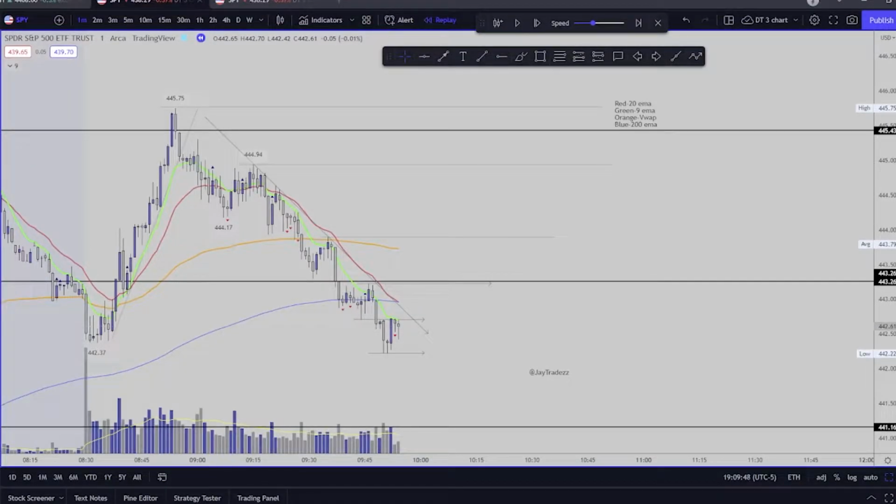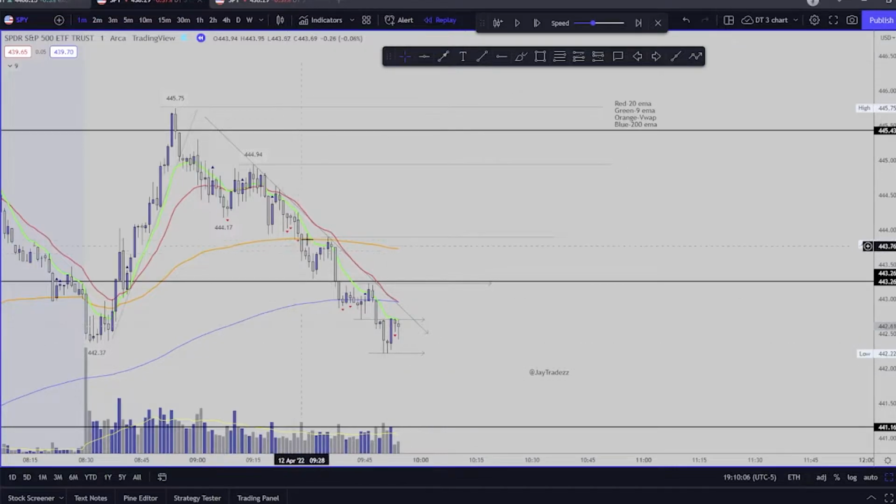And I just want to go ahead and go over, this is replay mode. I didn't record this live, but hey, I mean, it's still the same thing, right? So let's go ahead and go over in regards to what I was looking for and how I like to play these breakouts to the upside, especially these trendline breakouts here.